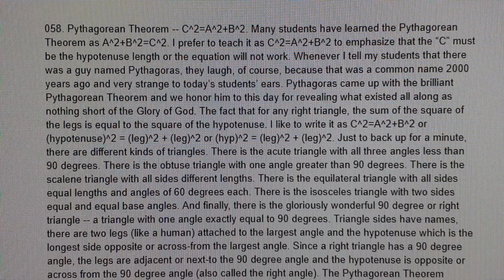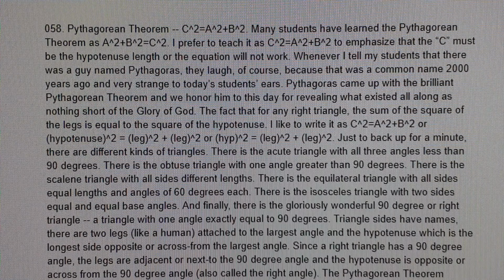Whenever I tell my students that there was a guy named Pythagoras, they laugh, of course, because that was a common name 2,000 years ago, and very strange to today's students' ears. Pythagoras came up with the brilliant Pythagorean theorem, and we honor him to this day for revealing what existed all along as nothing short of the glory of God.